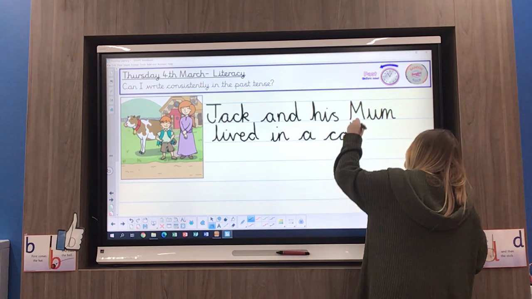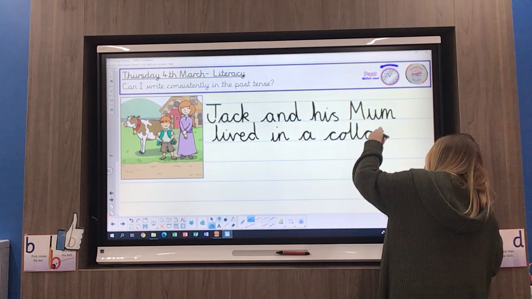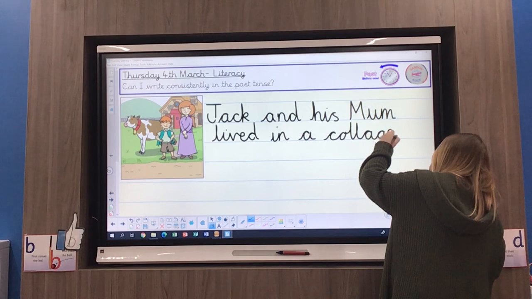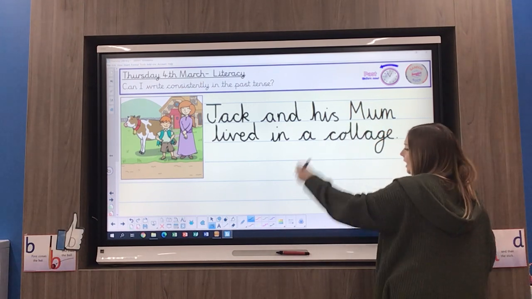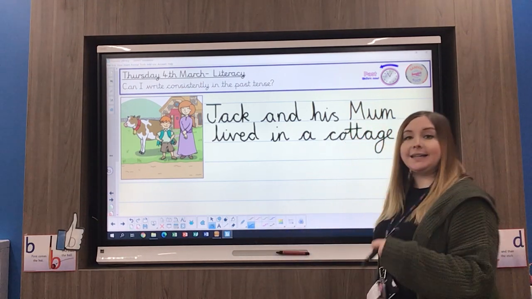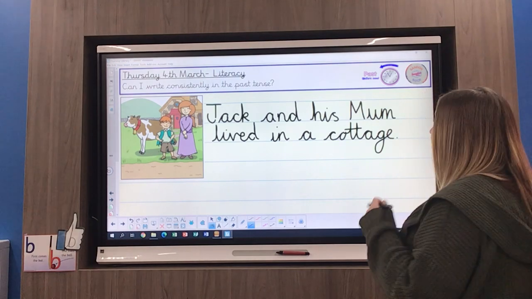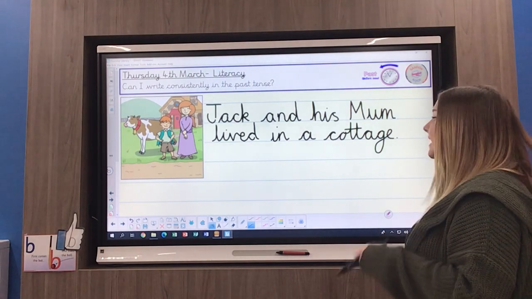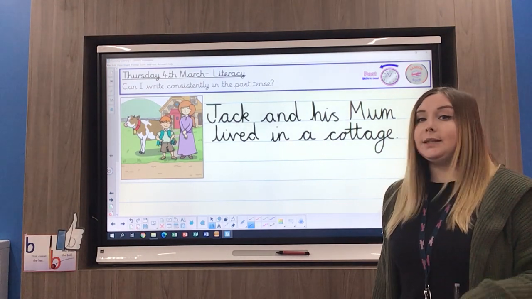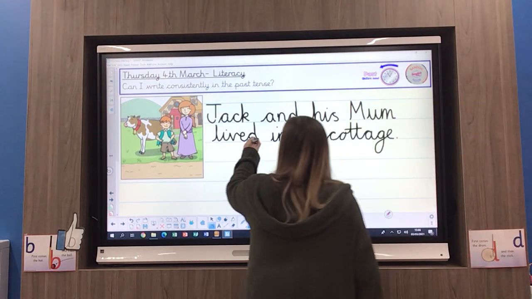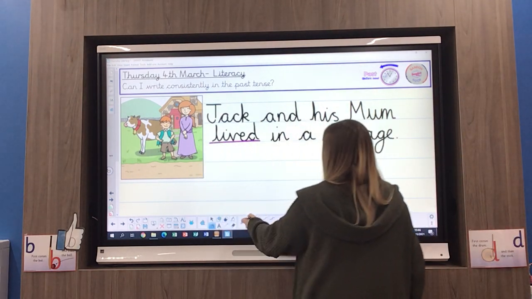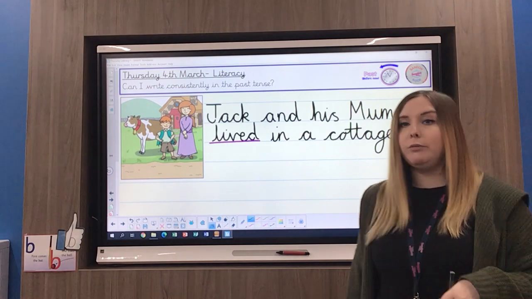Cottage. Full stop. And who can spot my past tense word there, year 4? Jack and his mum lived in a cottage. So it's lived, isn't it? Well done if you got that at home.